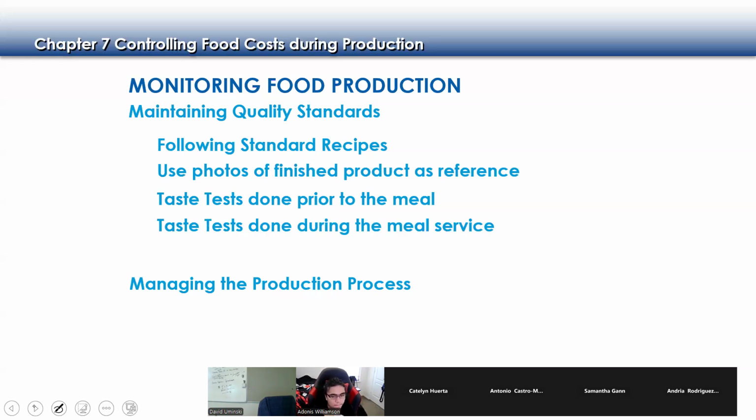So we want to, in the process of producing our food, make sure that we're following our standard recipes. Why do we want to follow the standard recipes? So it's the same every time. It's the same consistency every single time. Why else? You know how much you're using? We know how much ingredients we're using, so that helps us with our cost to make sure we are not overusing ingredients. Okay, what else?